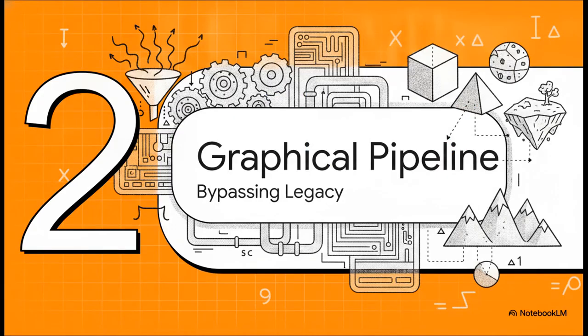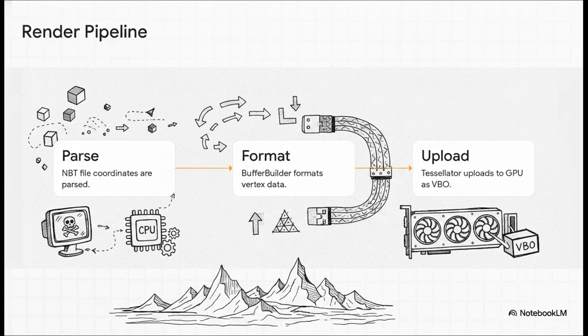Moving right along to part 2, the graphical pipeline. How do these raw text vectors actually become a visual, three-dimensional world? We really need to understand this translation process. The game engine actively bypasses legacy OpenGL rendering and uses a super-efficient modern pipeline instead. First, the coordinates are parsed. Next, a buffer builder formats that raw data, mapping out positions and textures. And finally, the tessellator uploads it all directly to your graphics card as a vertex buffer object, or VBO.